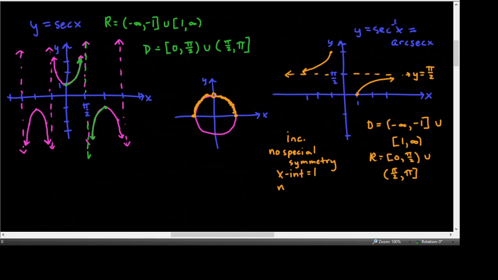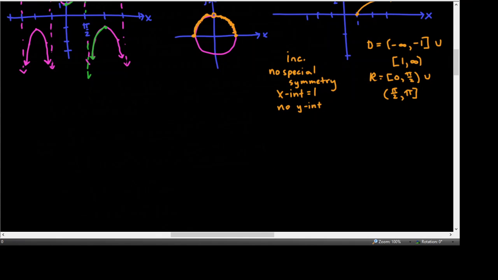There is no y-intercept. Let's see if there's anything else that I need to talk about. Already mentioned y equals pi over 2 is a horizontal asymptote. Okay, I think that's everything I wanted to say. There might be something I left out and it might pop up later, but I think I covered everything.